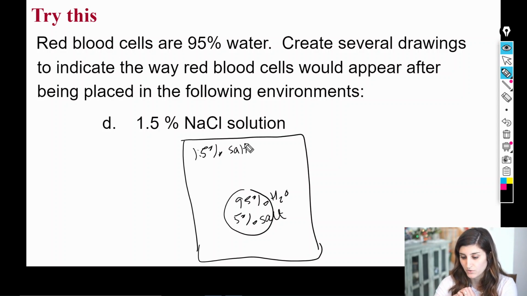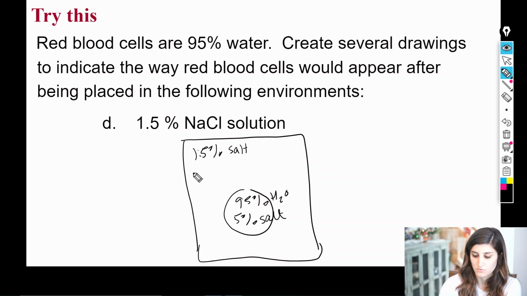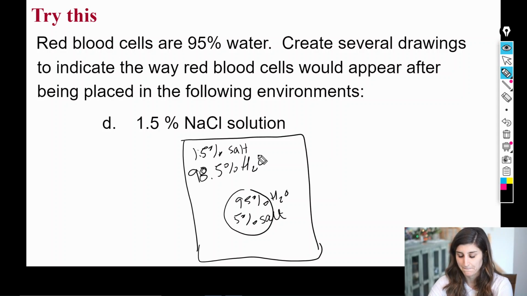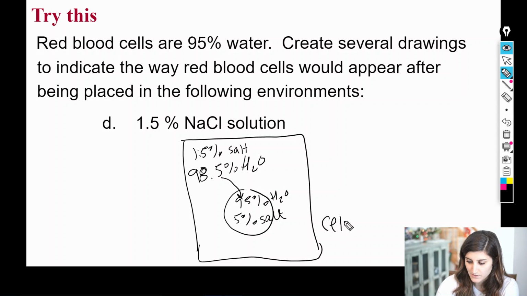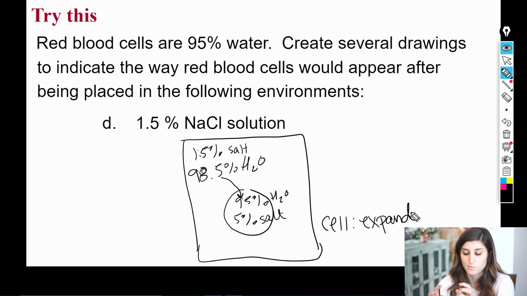And now we want to think about, what is the water concentration here? So we have a 98.5% water concentration on the outside of the cell. So even though the concentrations of water are similar, there's a higher concentration on the outside of the cell. Water always wants to move from high to low, so water is going to move inside of the cell. So what will happen to the cell? It's going to expand, maybe not as quickly as in the other example that we went over, but it will still expand, and could eventually lyse.